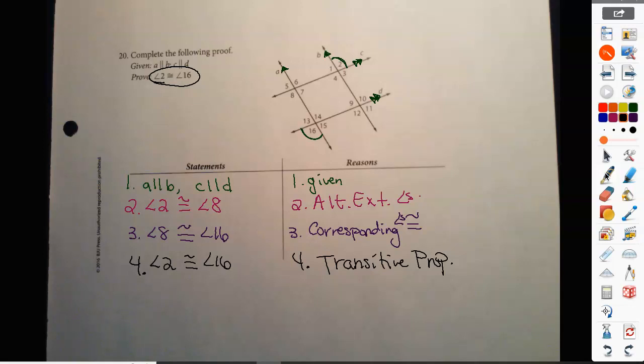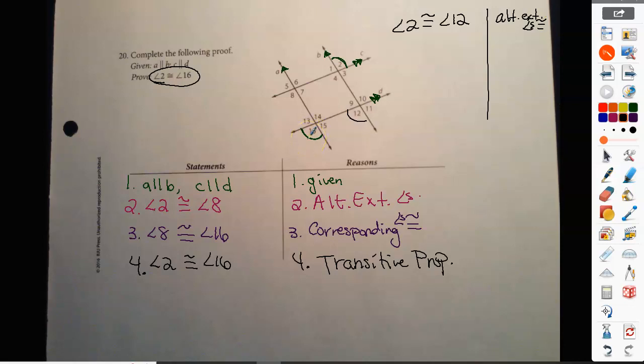Now that you see it this way, it might be hard to see a different way. Like I took a really long way around. 12, perfect. Okay, so you're saying angle 2 is congruent to angle 12. And why is that? What is their relationship? Alternate exterior. Okay. So alternate exterior angles are congruent. Perfect. All right. So then can you get from 12 to 16?